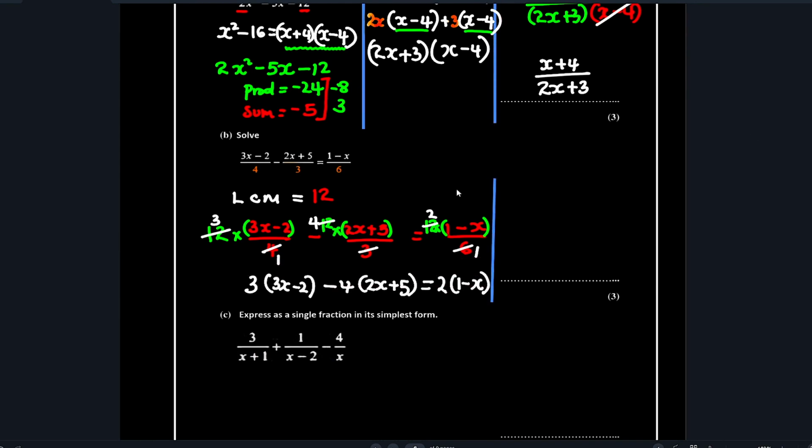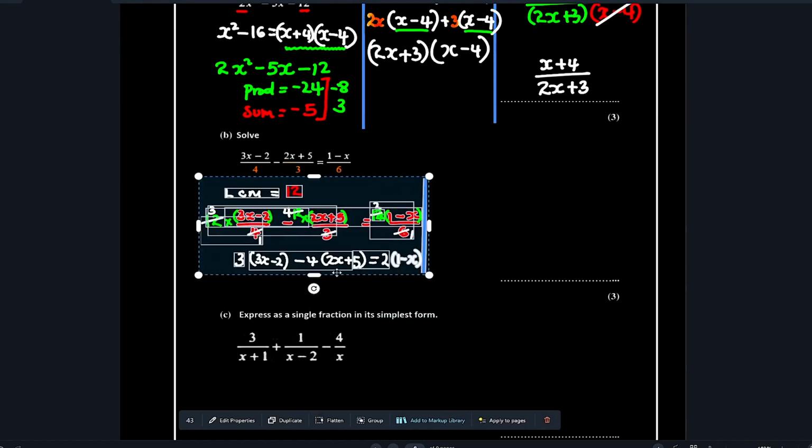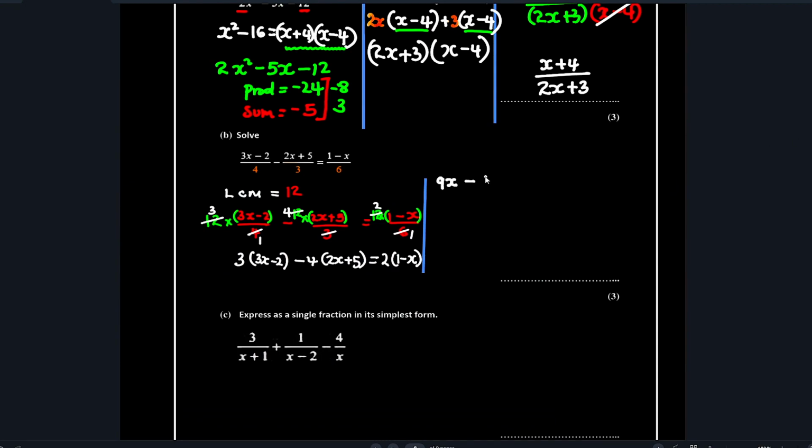Let me just try to reduce this so that I have enough space to work on it. Let's expand that, and you need to be very, very careful when you are expanding to ensure that everything is fine. And now next we are going to put the like terms together. 9x minus 8x is going to be that, and we have negative 6 minus 20 equals to 2 minus 2x. 9x minus 8x will give us x, and this will give us minus 26.